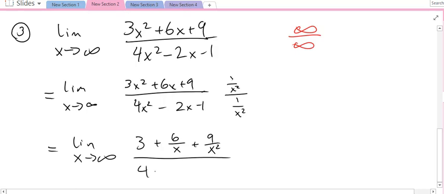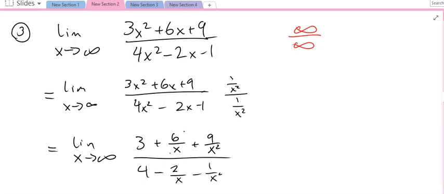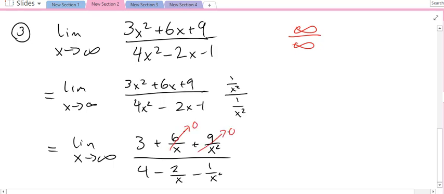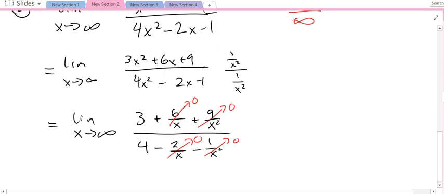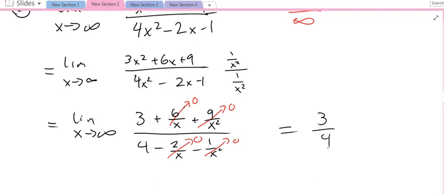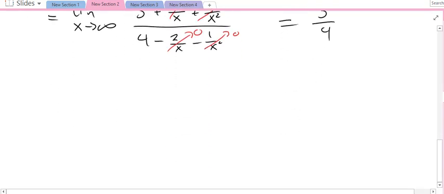And then on the bottom, we get 4 minus 2 over x minus 1 over x squared. And then when we evaluate these limits, these parts with the x in the denominator go to 0, and the limit is just going to be 3/4. So when we got infinity over infinity, it meant we had to work harder. We weren't able to just plug something in and had to use some other bit of terminology and theory.